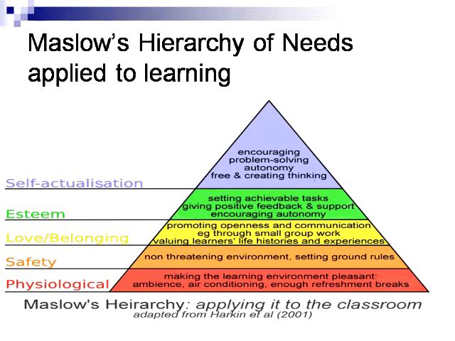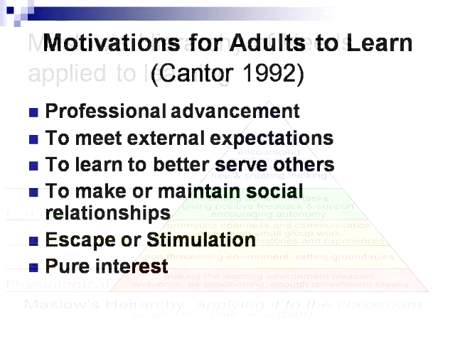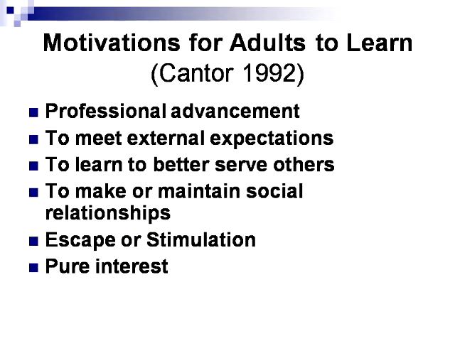Thank you. What did Cantor say about the motivations for adults to learn? Cantor said the motivations are professional advancement, and the other possible motivations could be to meet external expectations, to learn to better serve others, to make or maintain social relationships. Other possible motivations could be escape or stimulation or pure interest.